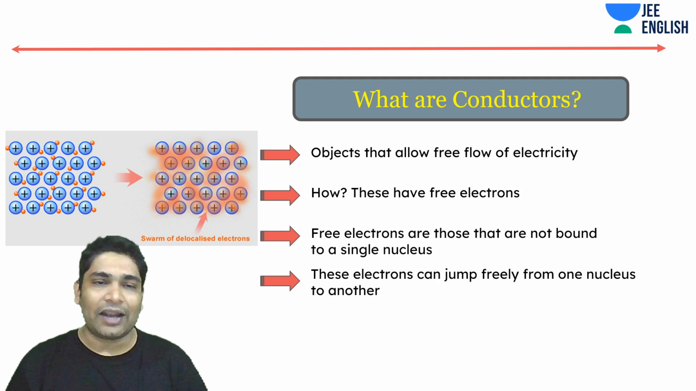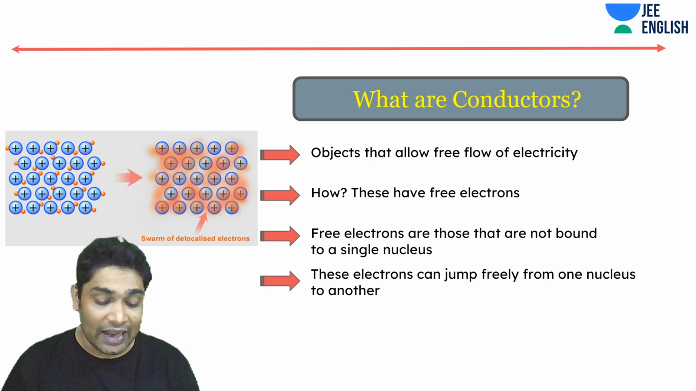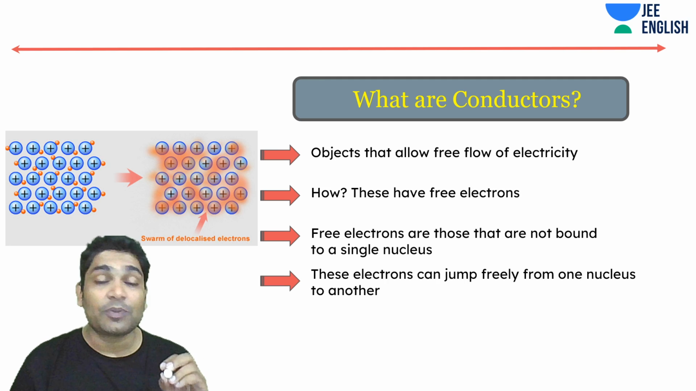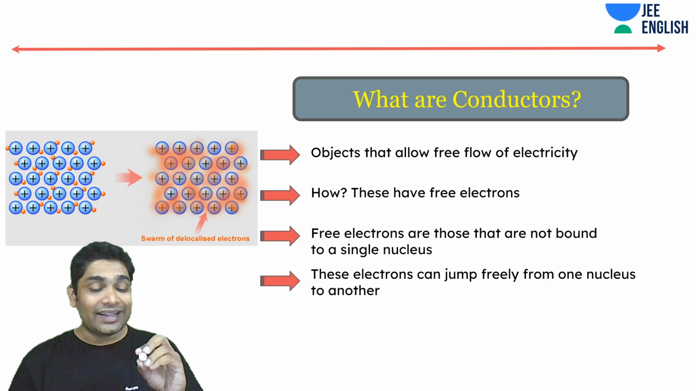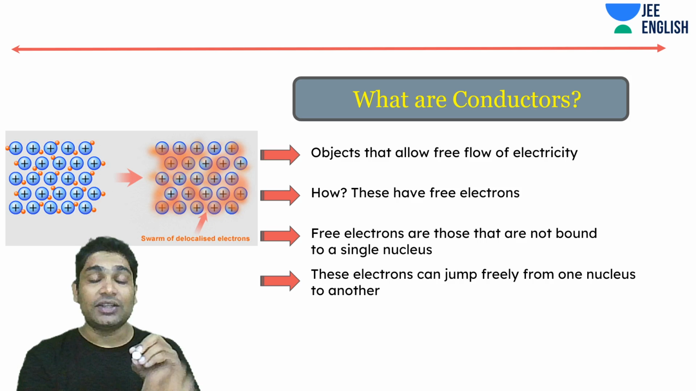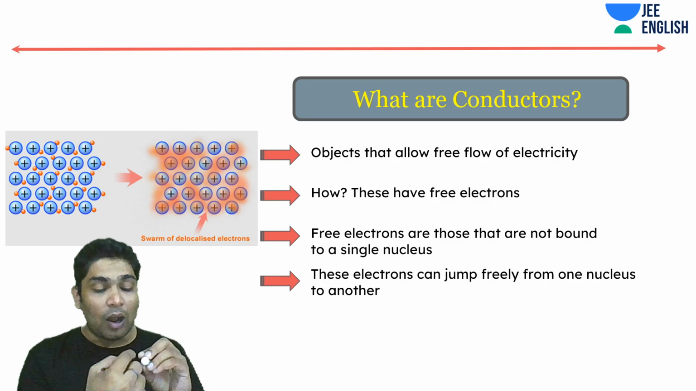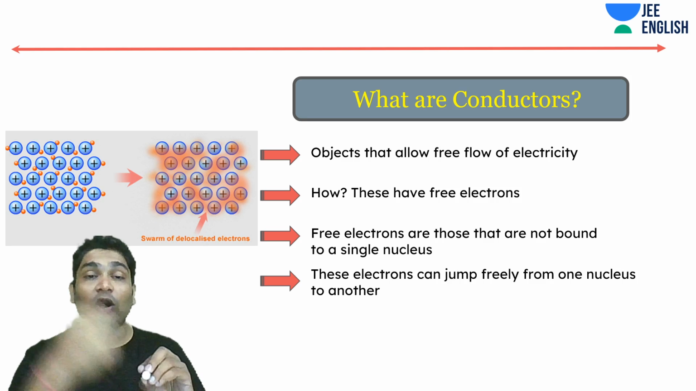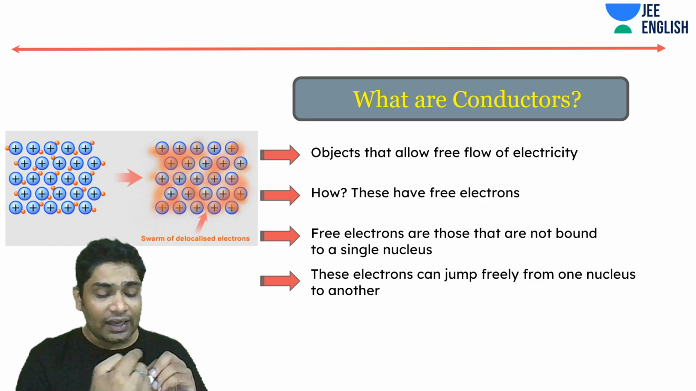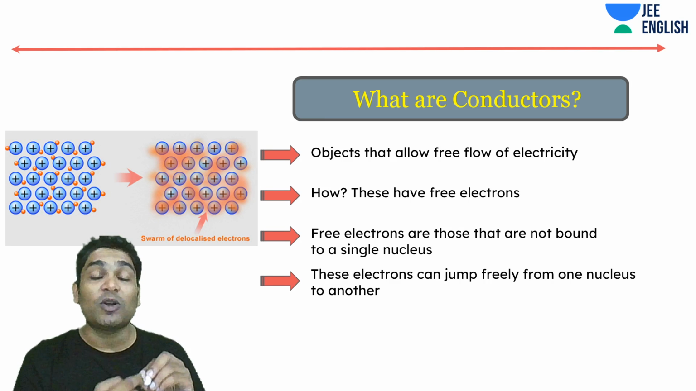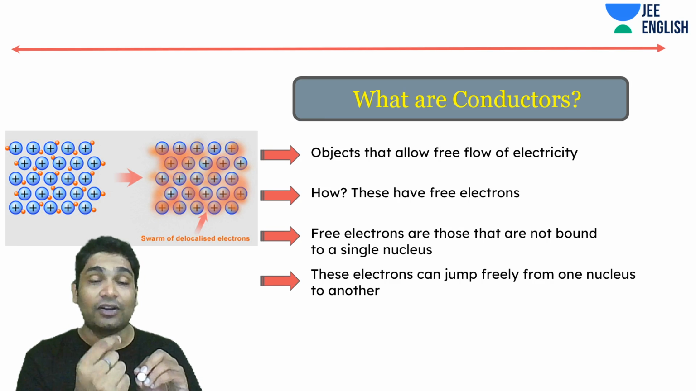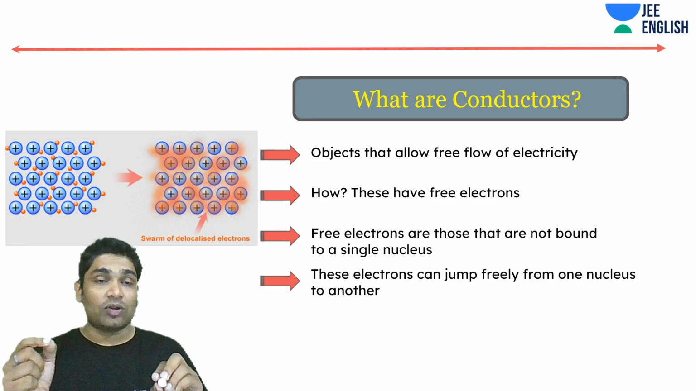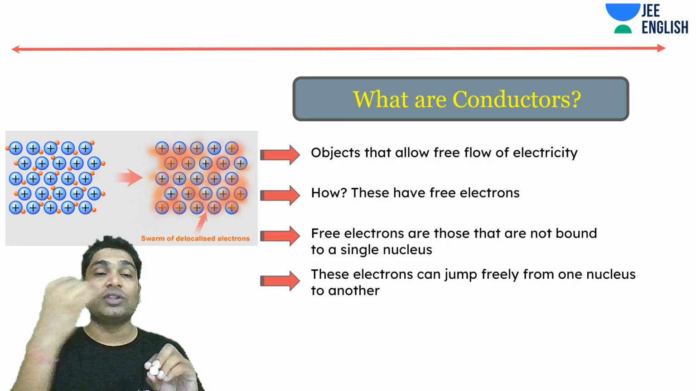You know that every matter is made up of atoms, and in every atom there is a nucleus, and the nucleus has positively charged protons and neutrons, right? And then there are electrons which keep revolving around this nucleus. Now these electrons are bound to this nucleus. When I say bound, it means they can only keep revolving around it, they cannot move away from it. The reason for that is the electrostatic attraction between the positively charged nucleus and the negatively charged electron. However, in certain objects, when you talk about the outermost electrons, they are not so tightly attached to their nuclei.